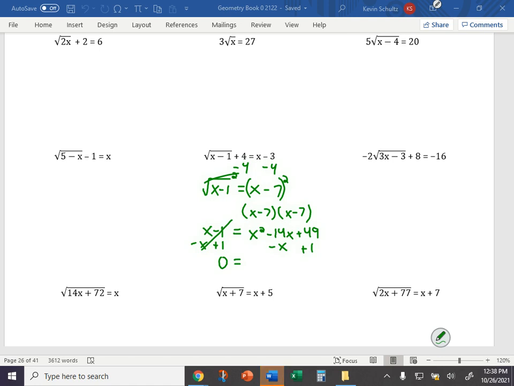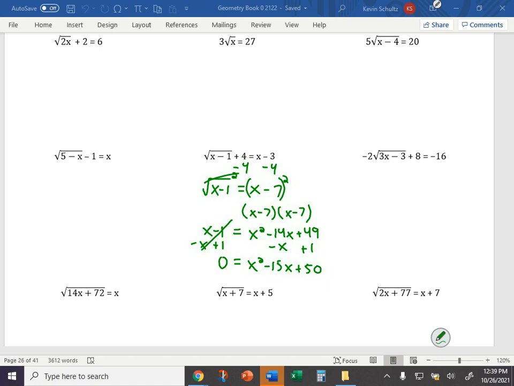Now on the right side, we've got x squared. 14x minus x is a negative 15x. And 49 plus 1 is a positive 50. Our options are either the quadratic formula or factoring. Quadratic formula did not have great reviews from the last time. And luckily, again, this does not have a coefficient in front of our x squared term. So it's kind of the factoring beta version.